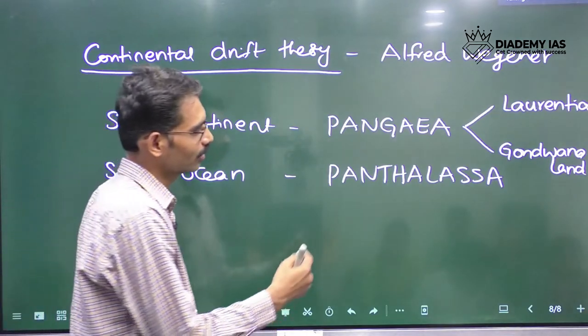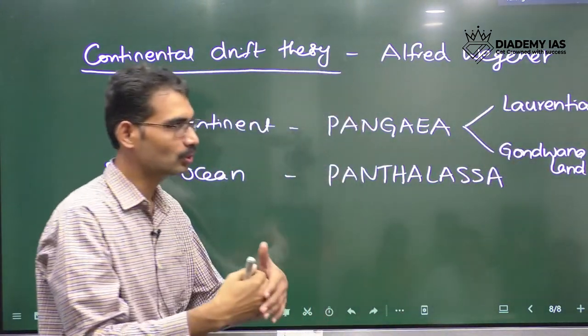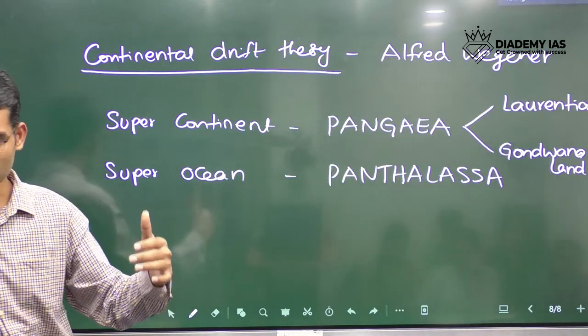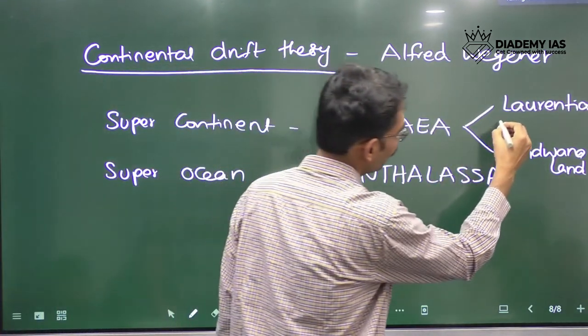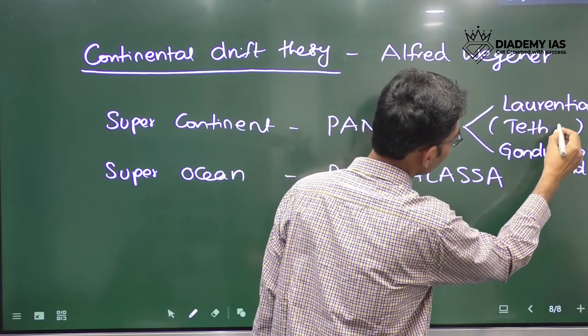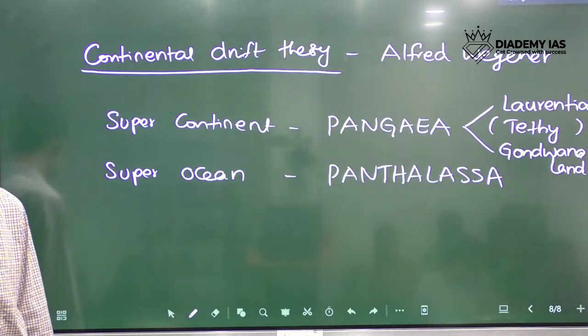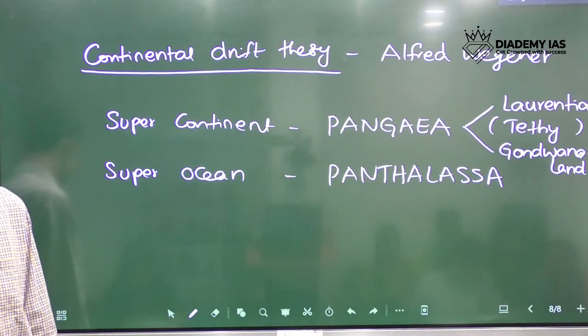And that is how, when Pangaea became two parts, Laurentia and Gondwana, they developed a new ocean called Tethys Sea. Just note down Tethys Sea below that.